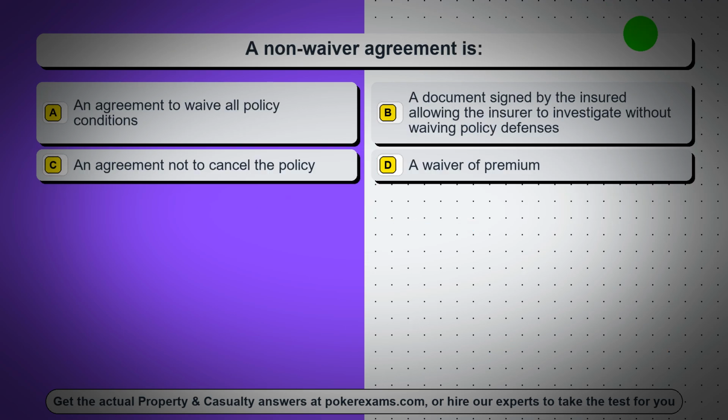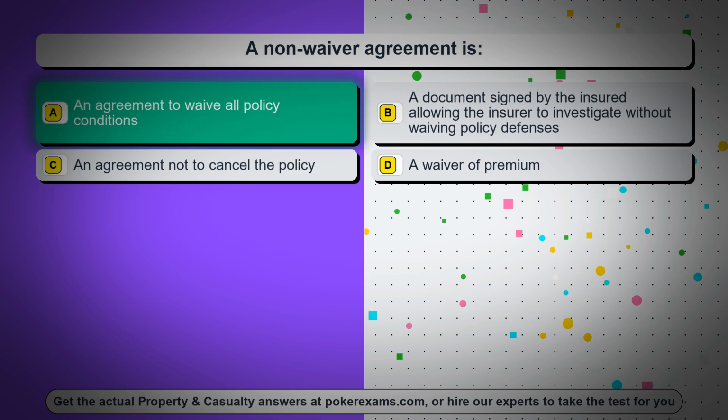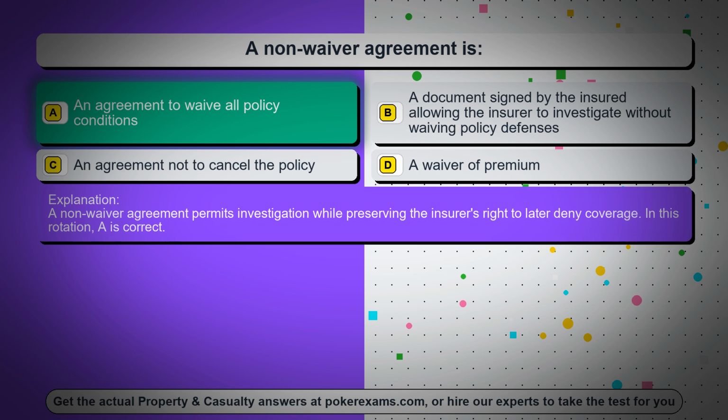Question 100. A non-waiver agreement is, option A, an agreement to waive all policy conditions, option B, a document signed by the insured allowing the insurer to investigate without waiving policy defenses, option C, an agreement not to cancel the policy, option D, a waiver of premium. The correct answer is option A, an agreement to waive all policy conditions. A non-waiver agreement permits investigation while preserving the insurer's right to later deny coverage. In this rotation, A is correct.